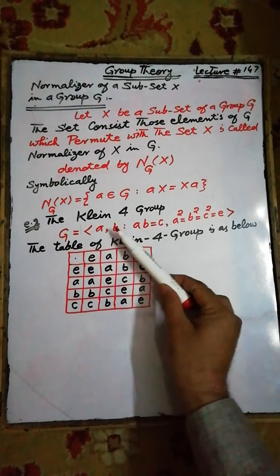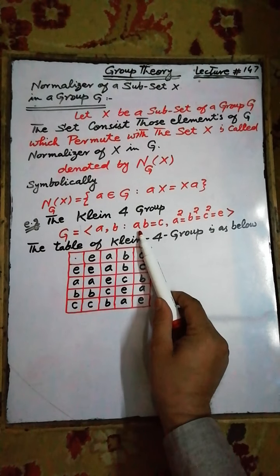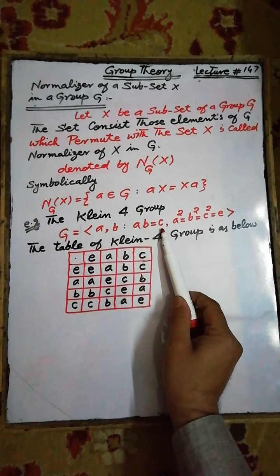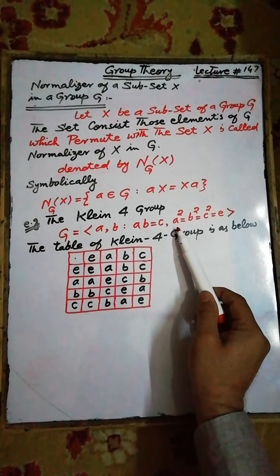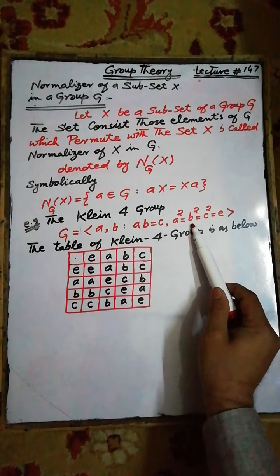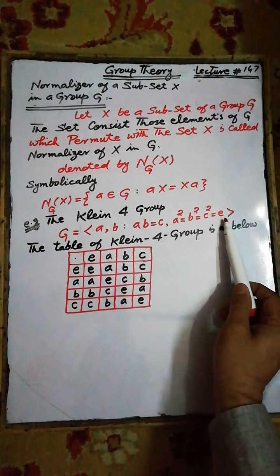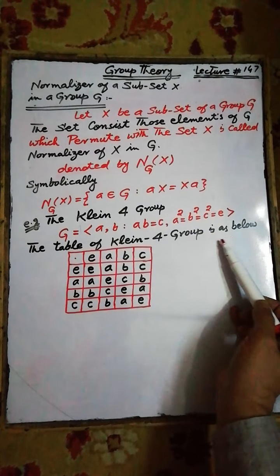For example, the Klein 4 group G is generated by two elements A, B such that when we operate the element A with the element B, it is equal to an element C of the group G, and A squared, B squared and C squared are each equal to the identity element E of the group G. The table of the Klein 4 group is as below.